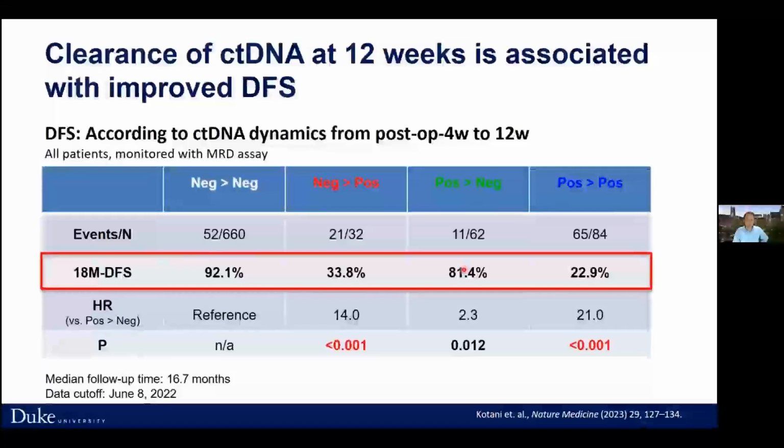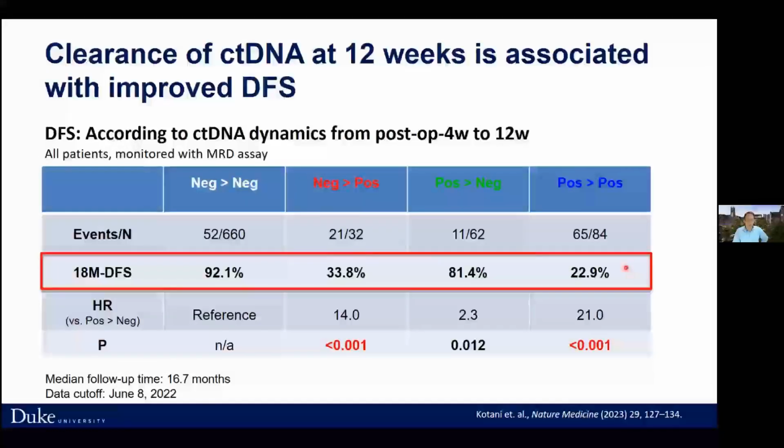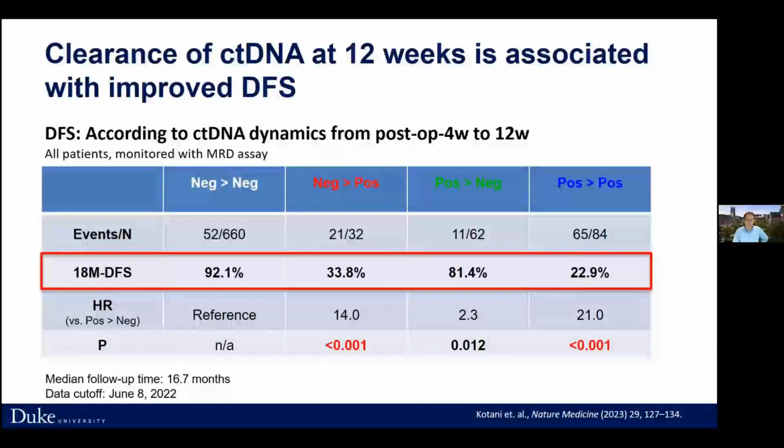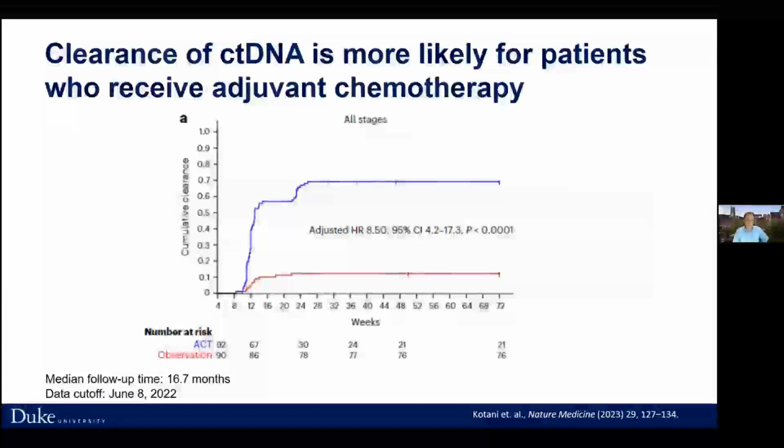Interestingly, there were some patients who were positive at the first postoperative time point and then flipped to negative, and they did pretty well, 81% disease-free survival. And not surprisingly, that group with the worst 18-month disease-free survival is those who are positive at both time points. Any questions about this data so far? So clearance of circulating tumor DNA appears to be important.